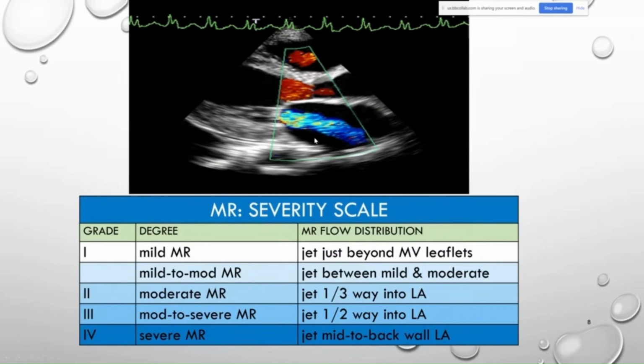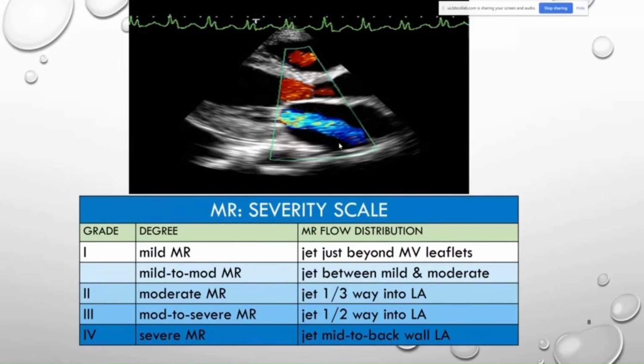If the jet is 1/3 of the way to the left atrium, so 1/3 of the way to the back of this left atrium right here, so let's say right here, you can officially say it's moderate. If it's like maybe right here, you would say, remember you're cutting the left atrium this way. If it's like right here, you can say it's moderate to severe, like halfway into the left atrium. And if it's hitting the back wall or going into the pulmonary veins, you can say it's severe.